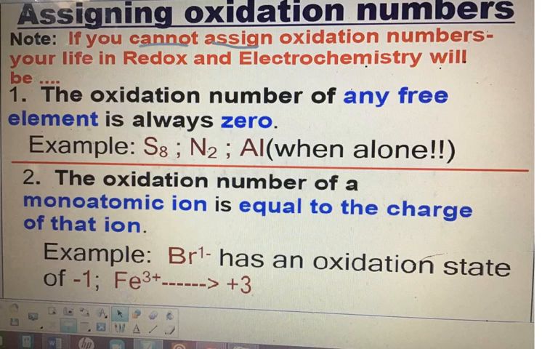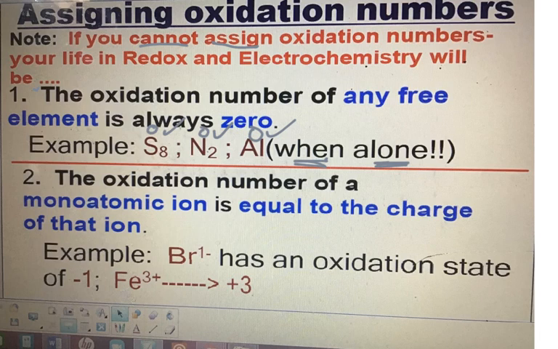Now, the first rule, you're going to copy this rule down, please. The oxidation number of any free element is 0. So if you're S8, N2 by yourself, or Al by itself, there's no charge or anything, the oxidation state for each of those would be 0. So uncombined neutral element, oxidation state 0.